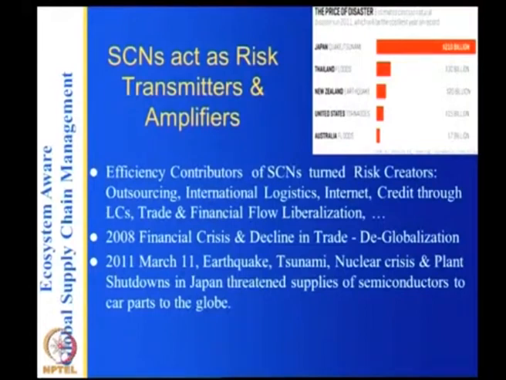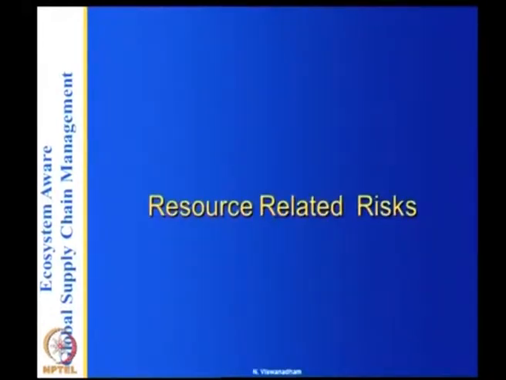One economy is affected by another because of the interconnectivity of the supply chains. If you want to make supply chains more efficient, more connected, with more supply chain visibility and so on, then it so happens that you become more prone to risk.